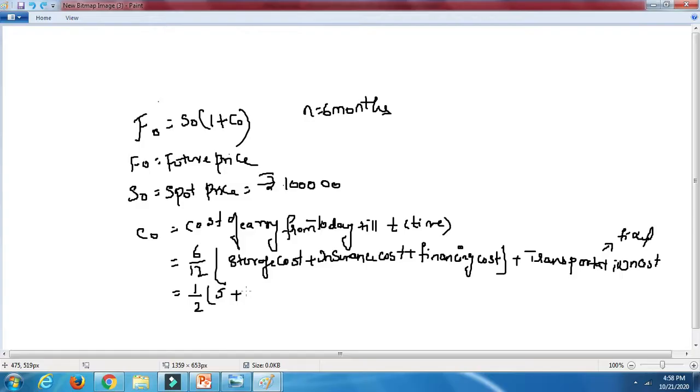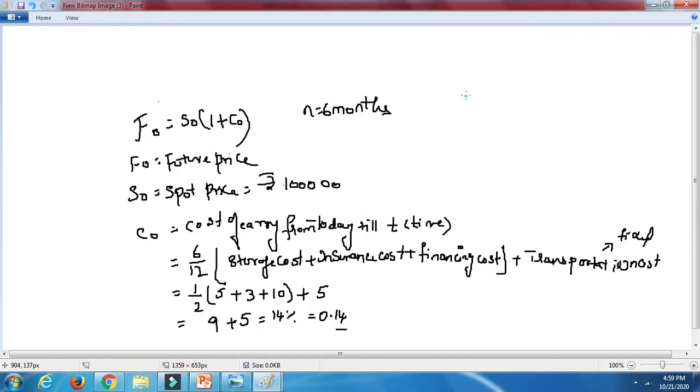5%, 3%, 10%, and transportation expenses. So if you do this, you will get the entire 9 plus 5. So it will come to 14%. So it's nothing but 0.14. Okay, I hope you all got it.